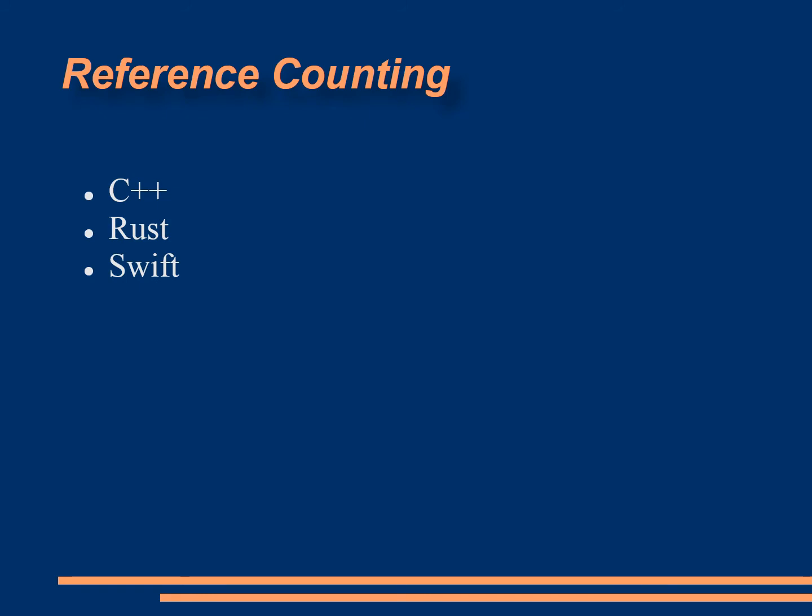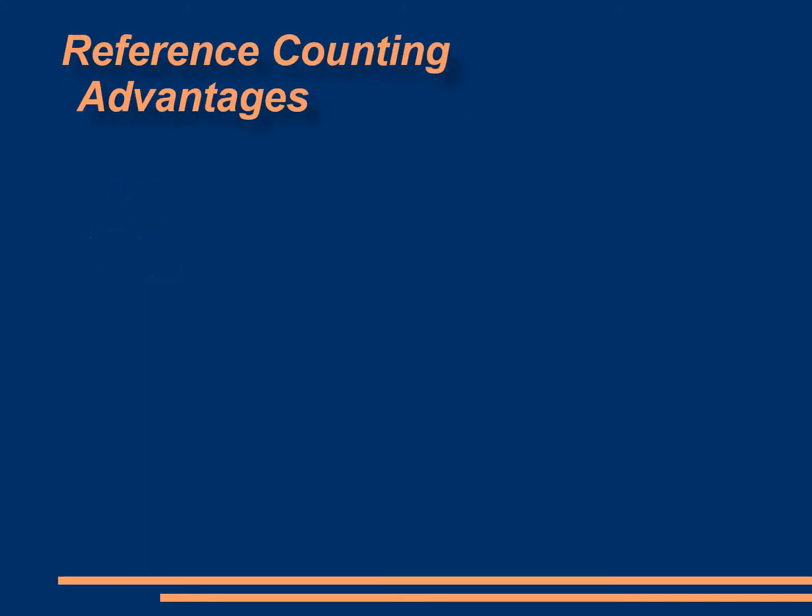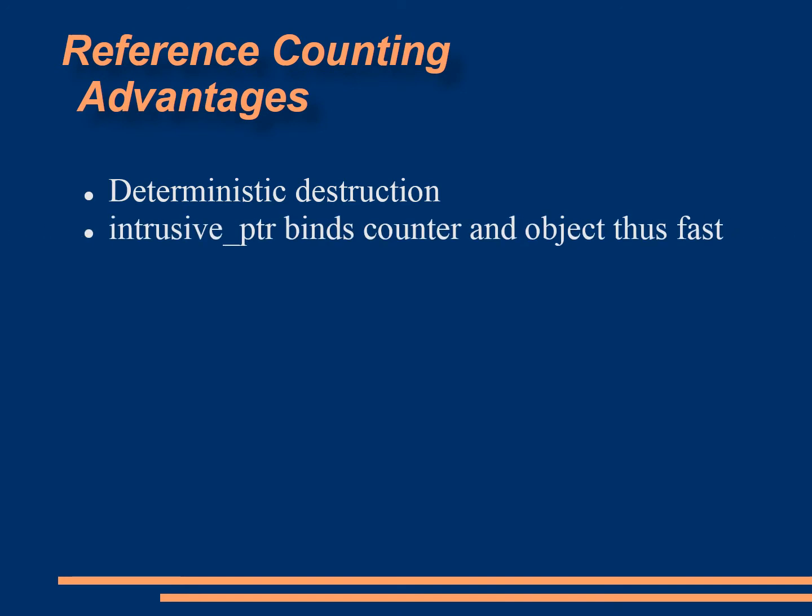Here comes reference counting, which is used mostly by C++, Rust, and Swift. The advantages of reference counting are that the destruction is deterministic, it's predictable, and an intrusive pointer binds counter and objects, thus it's fast.